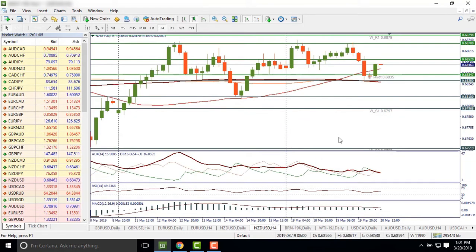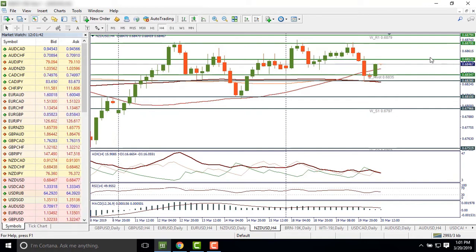Now let's look at the 4-hour chart. Here we can see that the pair has already stuck above the weekly pivot at 0.6835 and the 50 period moving average. If it continues to strengthen, the next resistance will lie at 0.6852.